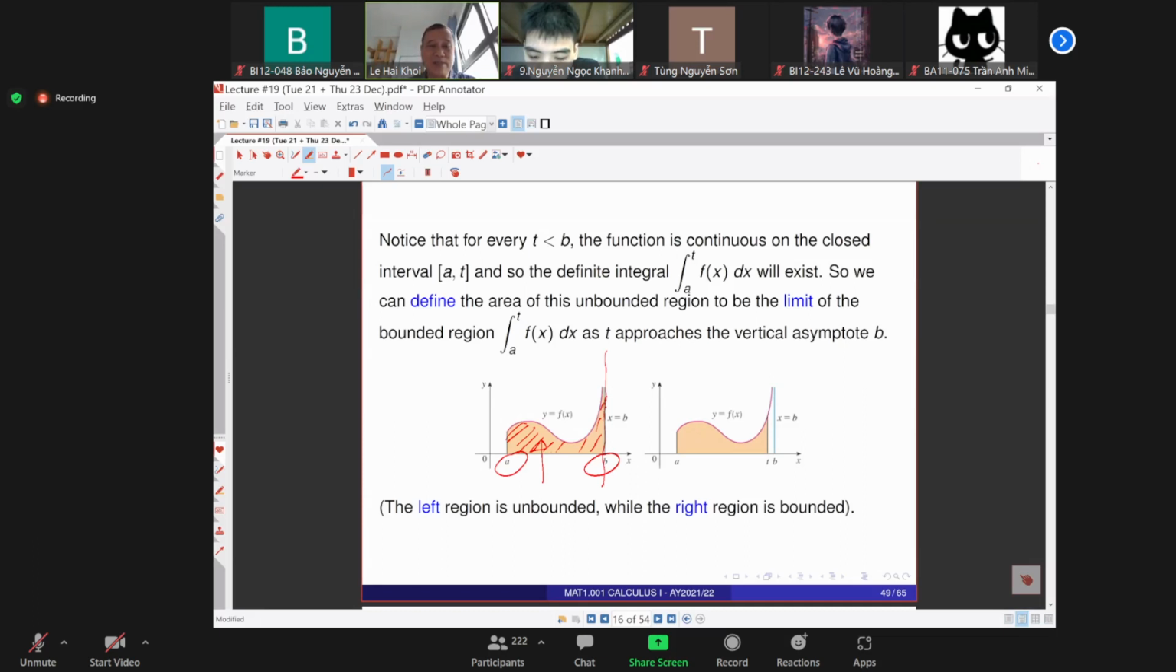Now we note that if we take some point t less than b, then the function f(x) is continuous on the interval from a to t, and the definite integral exists. That is, we can compute the area of that part. And now it is very clear that we can let t tend to b.